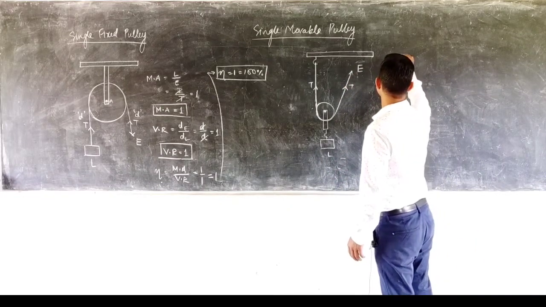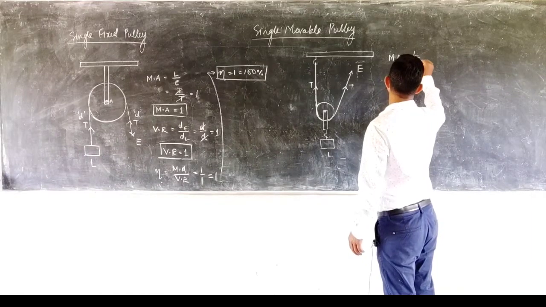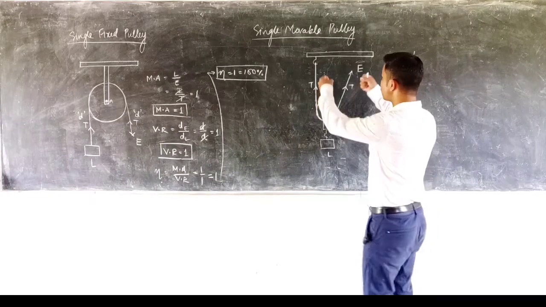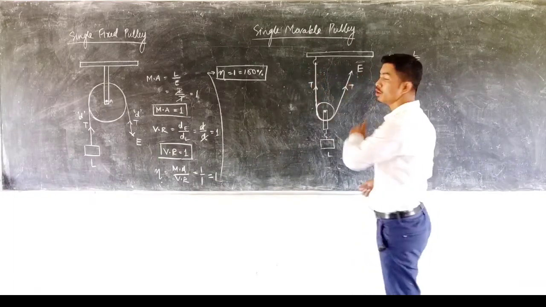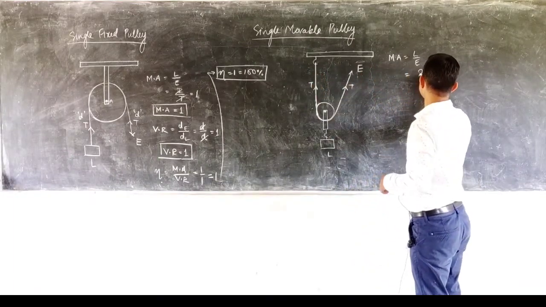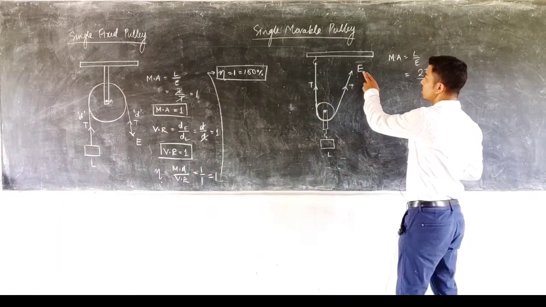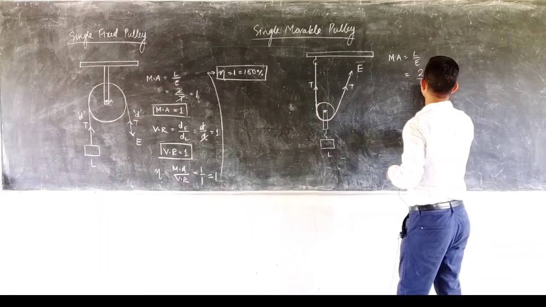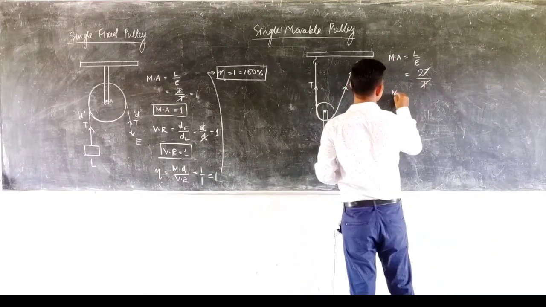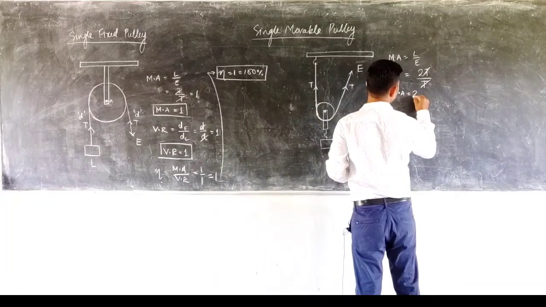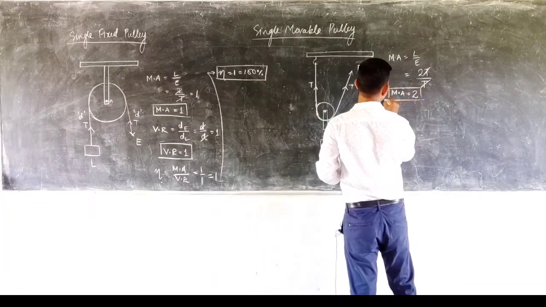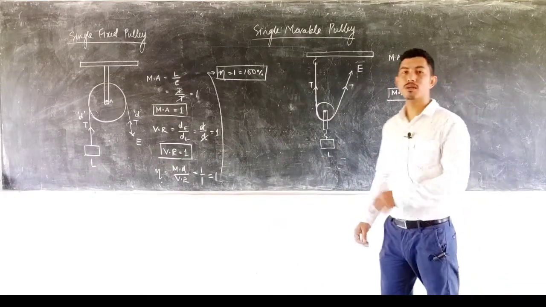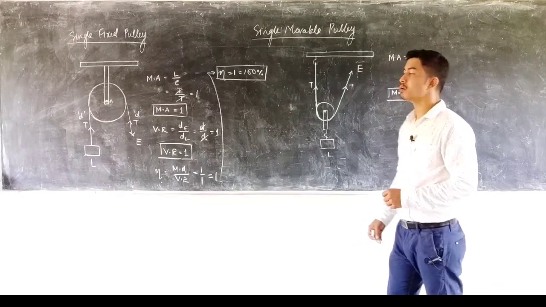So again, the mechanical advantage is equal to load divided by the effort. Now we see here the load is supported by both the strings. That means the load is supported by two tensions. So I'll write 2T divided by, now coming to the effort side, the effort is supported just by one tension. So it is divided by T. T and T get cancelled and remains 2. So the mechanical advantage is equal to 2, that means greater than 1. So it tells us that the single movable pulley acts as a force multiplier.